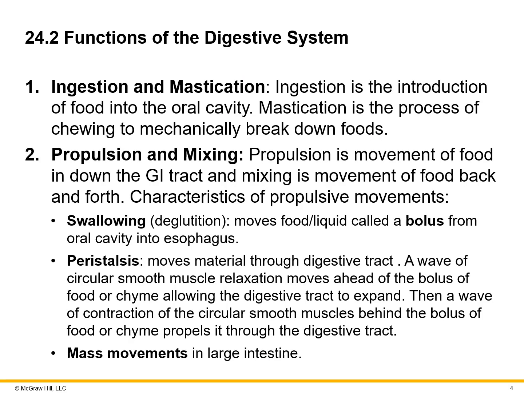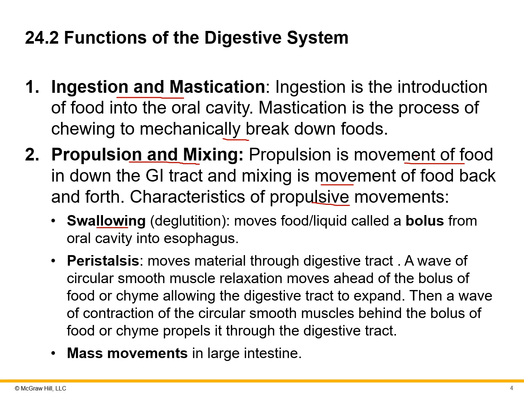So the functions of the digestive system are to take in food, so ingestion and mastication, which is the chewing or the mechanical breakdown of food. Then we need the propulsion, which is moving it through the digestive system as well as mixing it. So again, propulsion is just the movement of the food, whereas the mixing would be included in taking things back and forth.